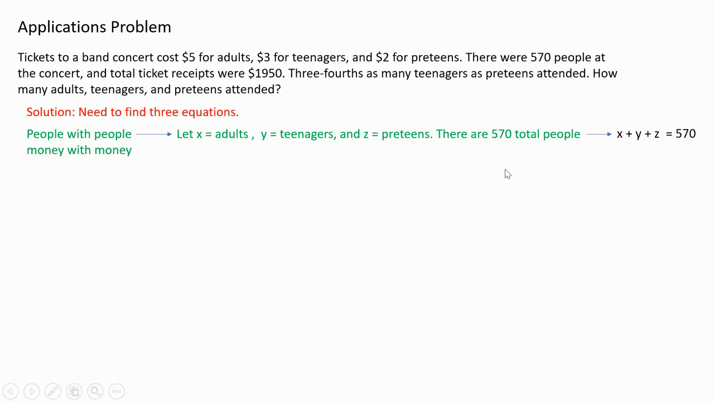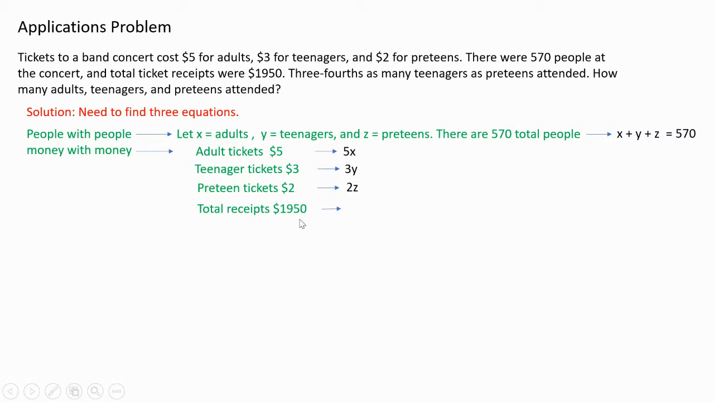Now for the second equation, I'm going to do money with money. Adult tickets are $5, and X represents adult tickets, so this will be 5X. Teenager tickets are $3, and Y represents teenager tickets, so that's 3Y. The preteen tickets are $2, and Z represents preteens, so that's 2Z. The total receipts were 1950, so 5x plus 3y plus 2z equals 1950.